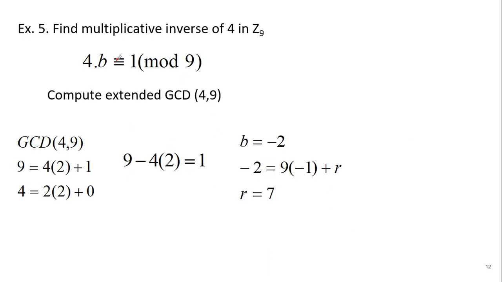Final example. Find the multiplicative inverse of 4 in Z9. We will calculate this. Now we can see that we are directly getting the answer. With respect to 4, the coefficient is minus 2, and we want that only. Minus 2 is equal to 9 into minus 1 plus r, which is 7. When we multiply 7 by 4 we get 28, and when it is divided by 9 we get the remainder 1.